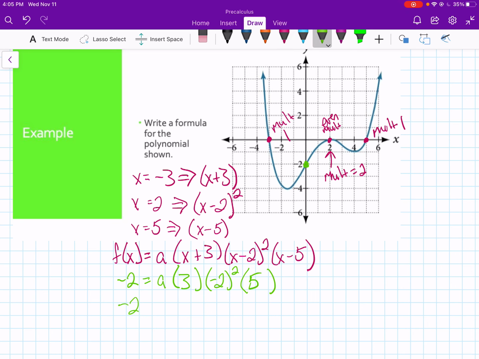So we get negative 2 is equal to 60a. Dividing by 60, we get negative 1/30 for a. So our function, I go in and I take a out, and I plug in my negative 1/30, and here is my final function.